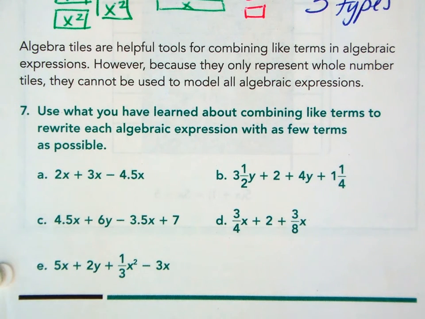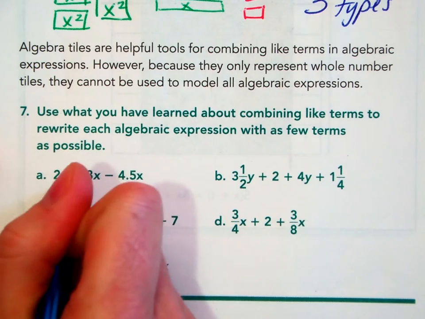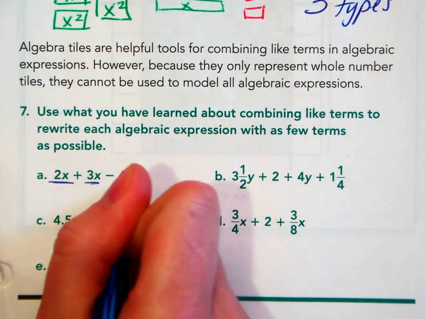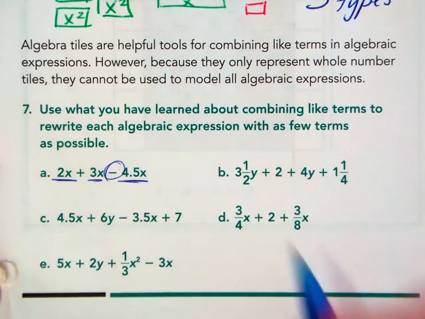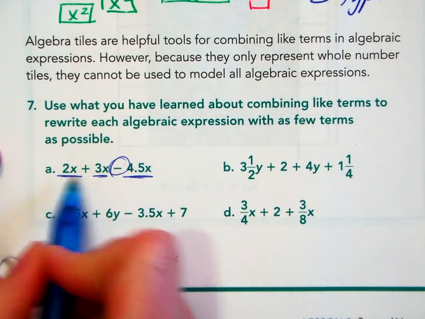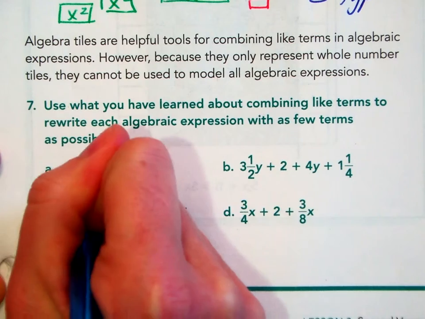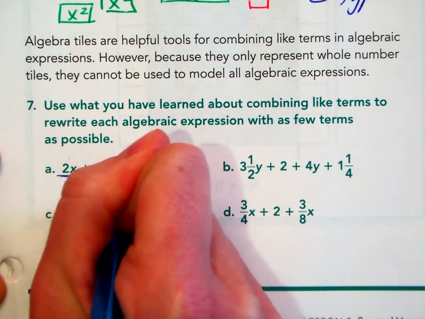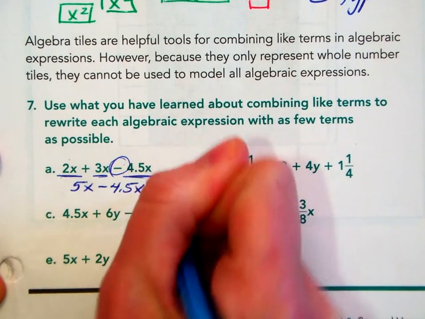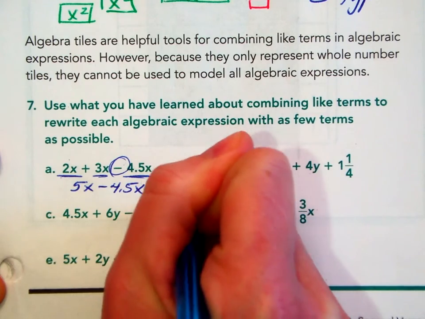I like to look for things that are alike. These are all x's, but do notice that this one's being subtracted. If I add these coefficients, I've got 2 plus 3, which means I have 5 x's. Take away 4.5x means I only have half an x left.